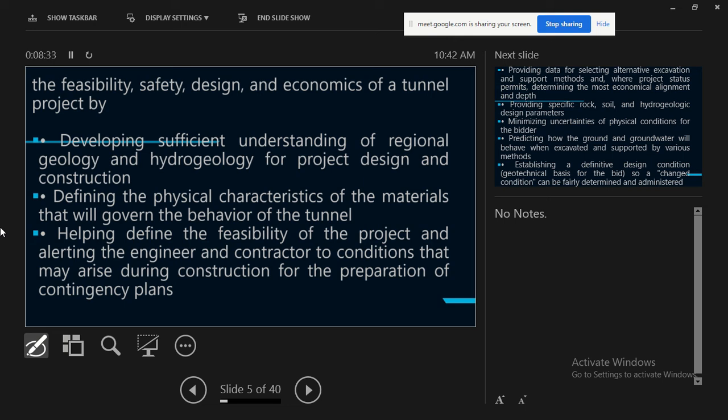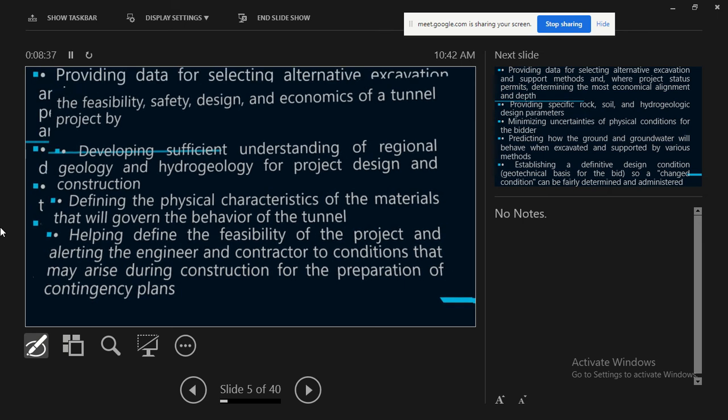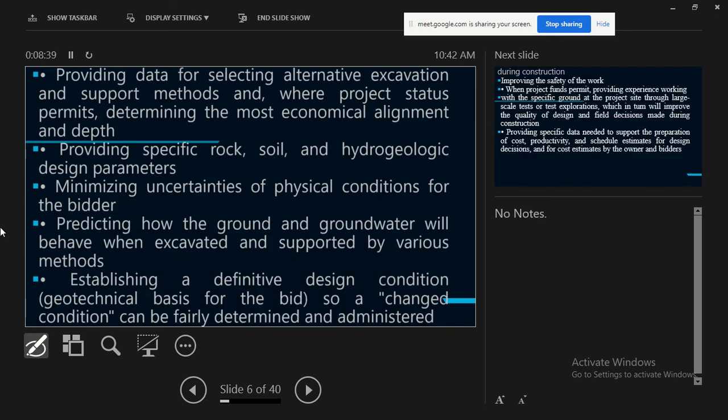In fact, tunnels have collapsed, people have died, and these things happen because of unforeseen circumstances. There are some factors where probably the geotechnical investigation was either not properly done, or not enough information was collected. So, providing data for selecting alternative excavation and support methods, and where project status permits, determine the most economical alignment and depth.